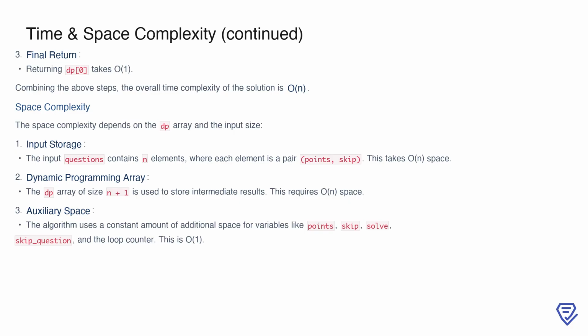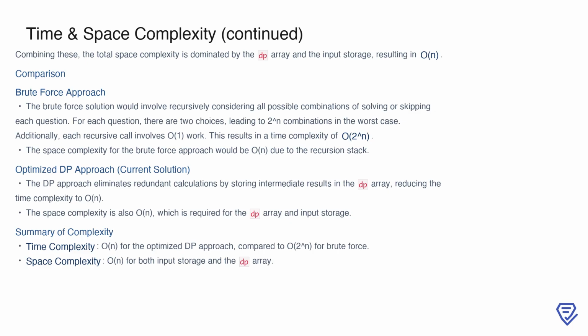Now, for the space complexity, we start by considering the input. The questions array contains n elements, each consisting of two values, points and skip. Storing this input requires O(n) space. The DP array, which has n plus 1 elements, also contributes O(n) to the space complexity. Beyond these, the algorithm uses a small, constant amount of auxiliary space for variables like points, skip, and the loop counter, which adds O(1). When we combine all space considerations, the dominant factors are the input storage and the DP array, resulting in a total space complexity of O(n).